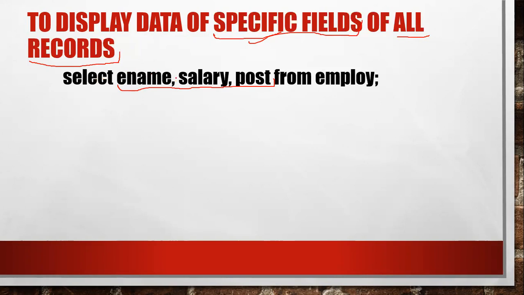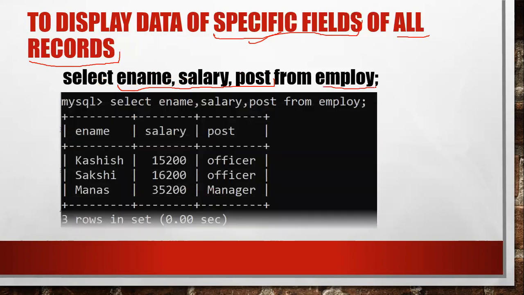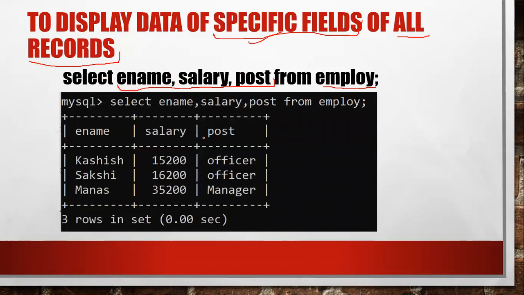I will simply write the names of those fields, like select e-name, which is the name of one field, comma, salary, comma, post from the name of the table. When you execute this command, you will get the information of these three fields. One is the e-name, because you have specified e-name. The second is salary, and the third one is post. So if you write star, you will get the information of all fields. But if you want to view only the data of specific fields, you will simply write the names of those fields: e-name, salary, and post.